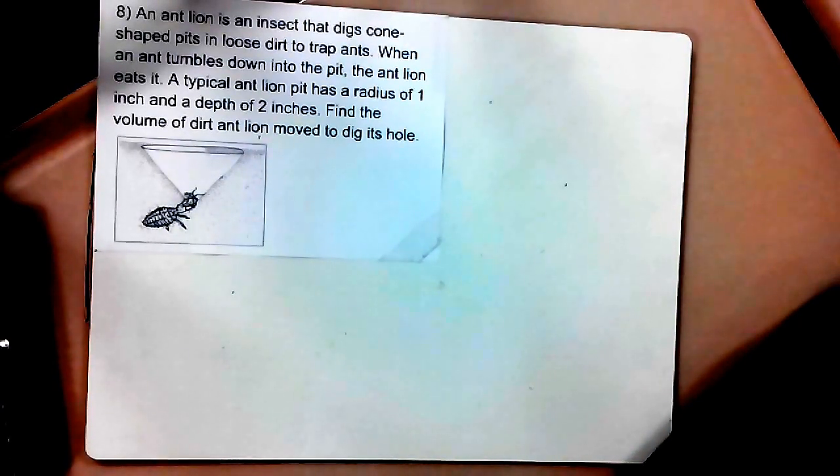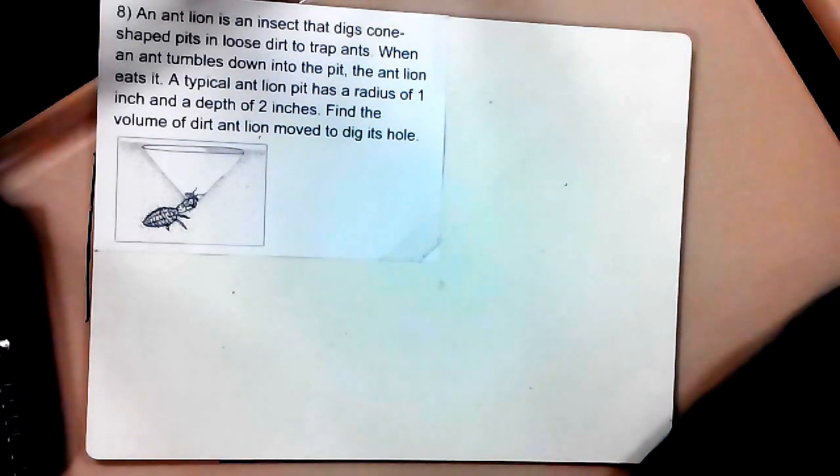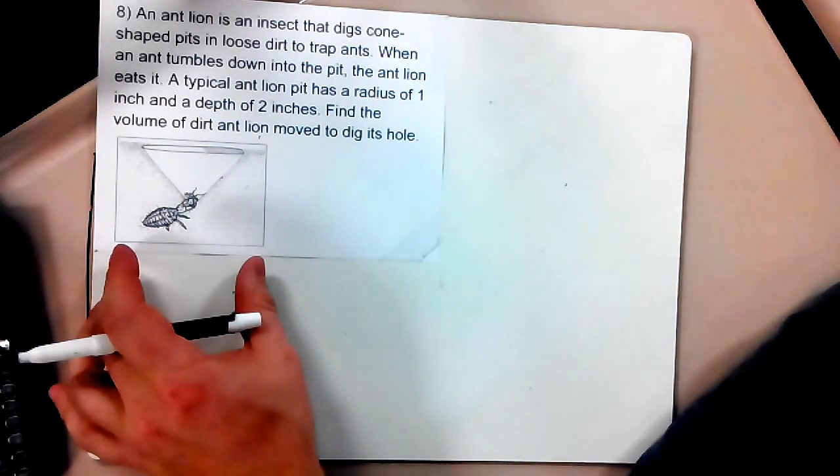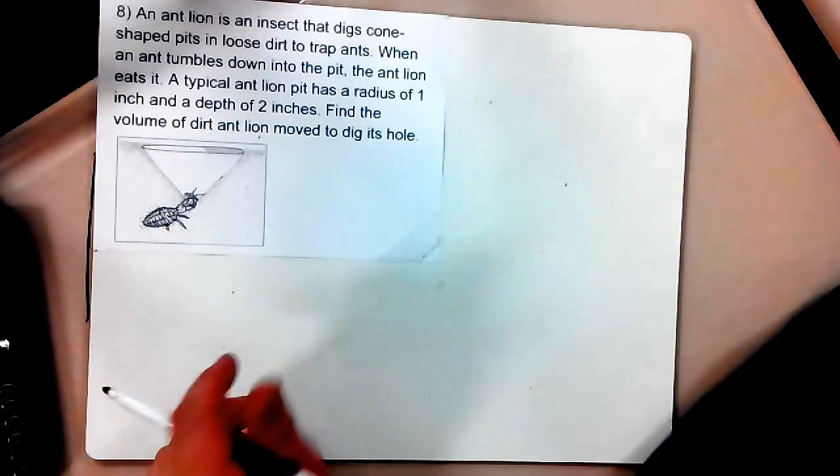A typical antlion pit has a radius of 1 inch and a depth of 2 inches. Find the volume of dirt the antlion moved to dig its hole. Okay, so this thing reminds me of the creature in the sci-fi movie you might know, but we just have to find the volume of a cone. That's what we're going to do.